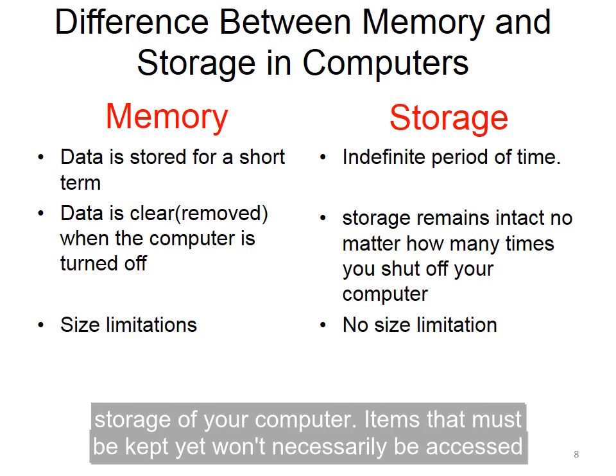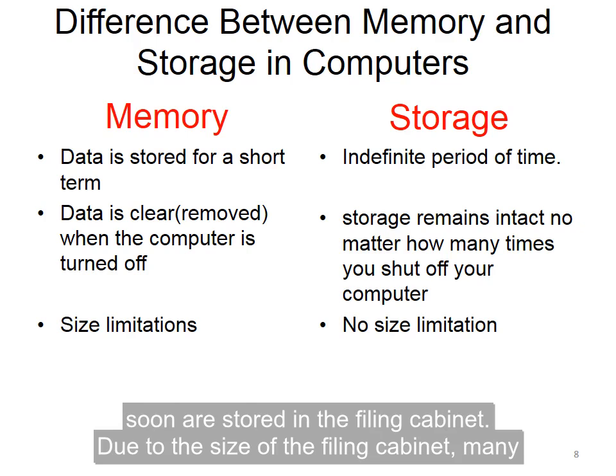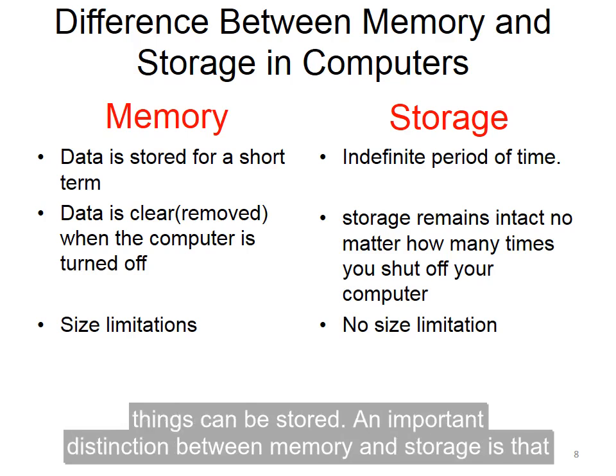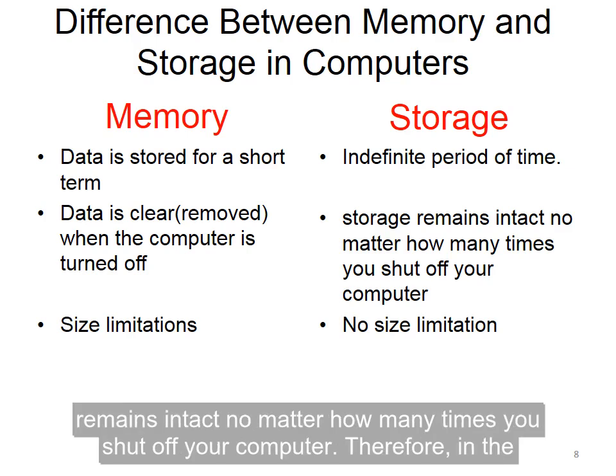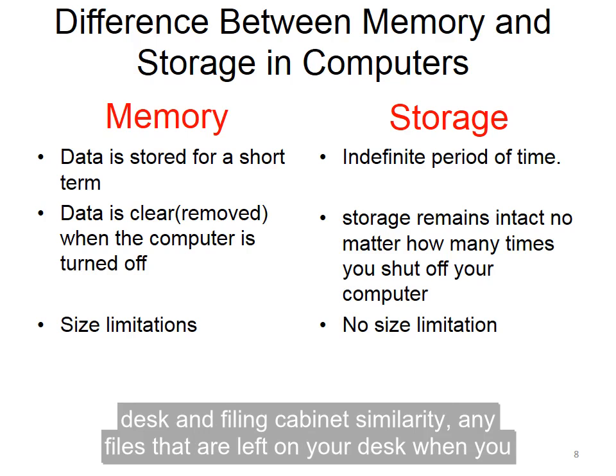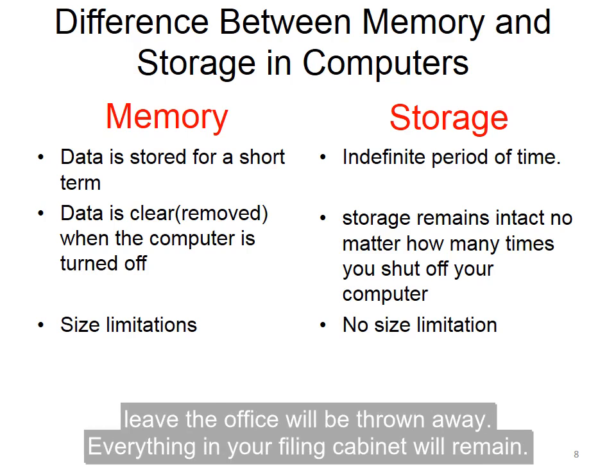Items that must be kept yet would not necessarily be accessed soon are stored in the filing cabinet. Due to the size of the filing cabinet, many things can be stored. An important distinction between memory and storage is that the former clears when the computer is turned off. On the other hand, storage remains intact no matter how many times you shut off your computer. Therefore, in the desk and filing cabinet analogy, any files that are left on your desk when you leave the office will be thrown away. Everything in your filing cabinet will remain.